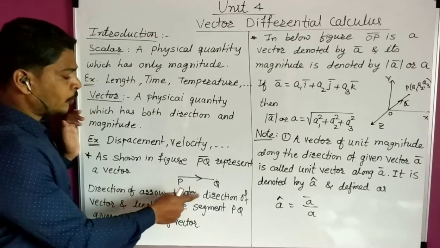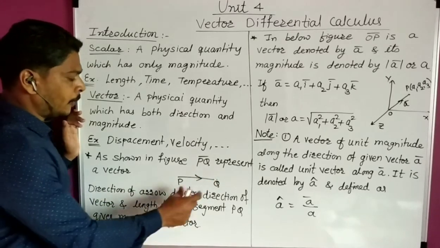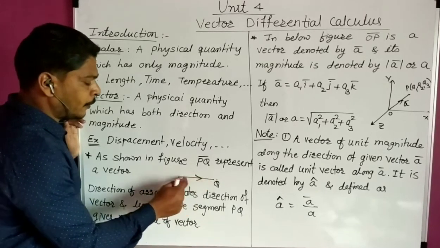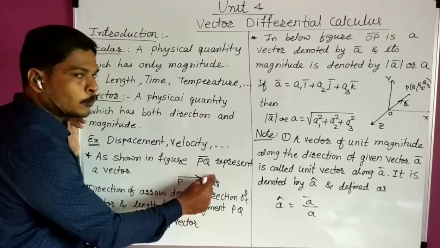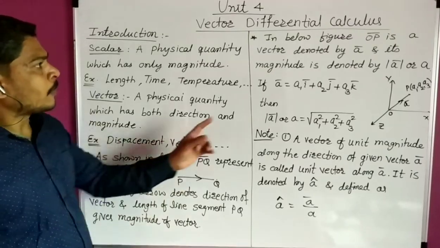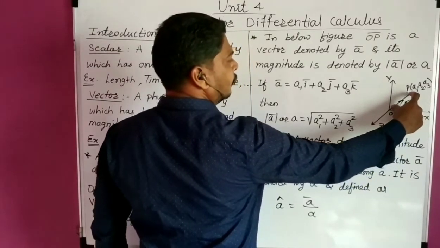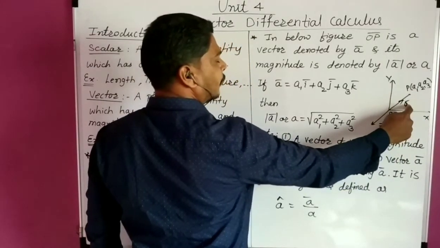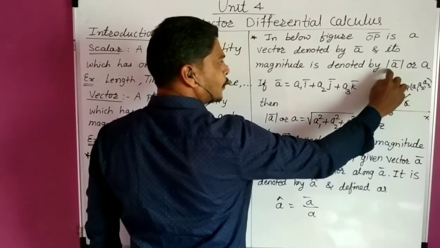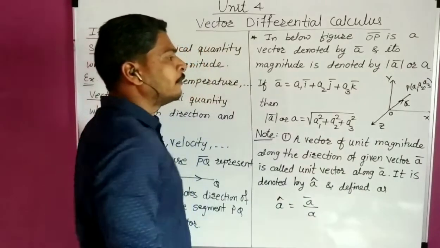The direction of the arrow denotes the direction of vector PQ bar, and the length of this line segment PQ, meaning the length from point P to point Q, is called the magnitude of that vector. Next, as shown in this figure, this OP bar is a vector denoted by A bar, and its magnitude is denoted by mod A bar or just A. This is the notation for the magnitude of a given vector A bar.